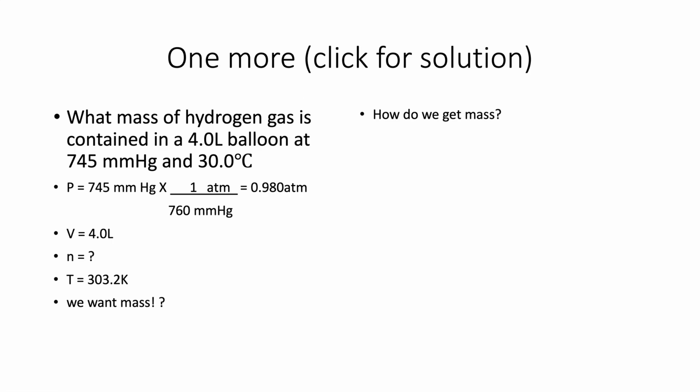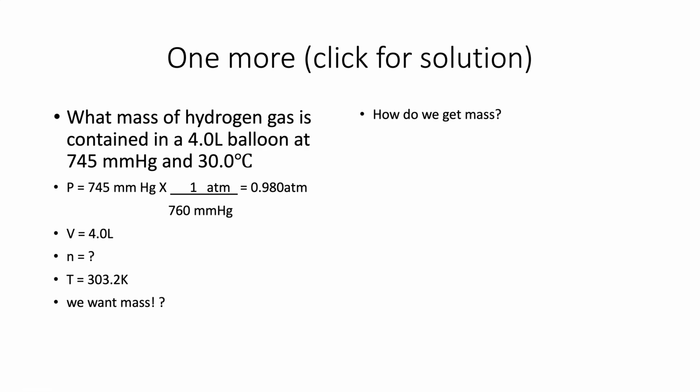All right, try this one. What mass of hydrogen gas is contained in a 4-liter balloon at 745 millimeters of mercury and 30 degrees C? So that's about the mass. Now you're told it's a gas, but if you weren't told, you're given a temperature and a pressure. So let's play with the gas law. For P, we can't use millimeters of mercury here. We have to have it in atmospheres because R is in atmospheres, so this is the conversion. 4 liters. We don't know n. 303, that's 30 plus 273. How are we going to get the mass? Right, so hit pause.